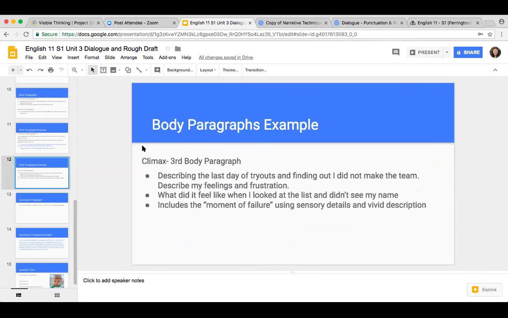The climax is the third body paragraph. So describing the last day of tryouts and finding out I didn't make the team, I would describe my feelings and frustrations. What did it feel like when I looked at the list and didn't see my name? So this is your moment of failure paragraph. You have to use sensory details and vivid descriptions. You really want to pull your reader in and make them feel what you felt like when this situation happened to you.